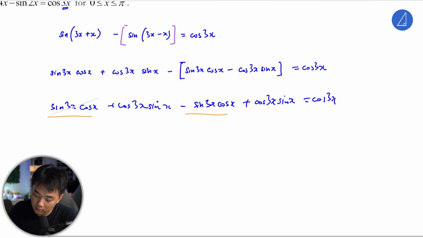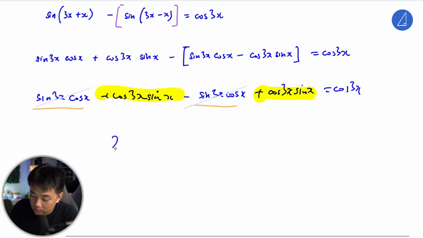So minus it out, sine 3x cosine x minus sine 3x cosine x, just minus it up. Then these two will add up, where we just add both of these up. So in this case, what we get is 2 cosine 3x sine x equals cosine 3x.